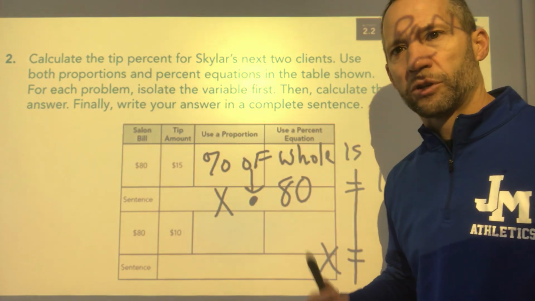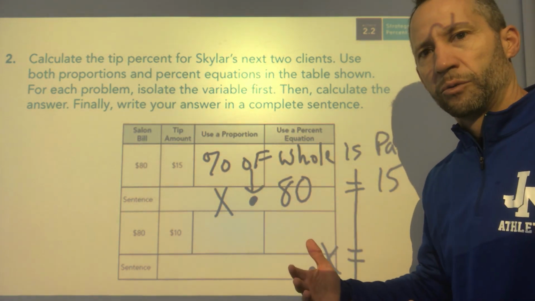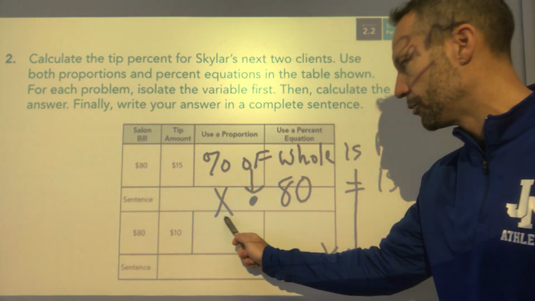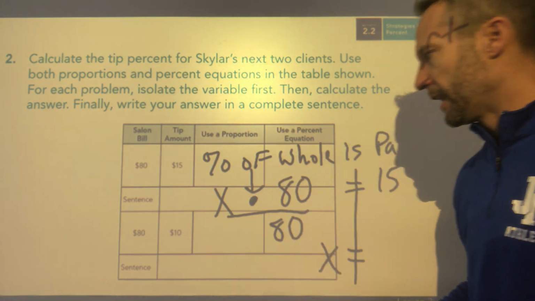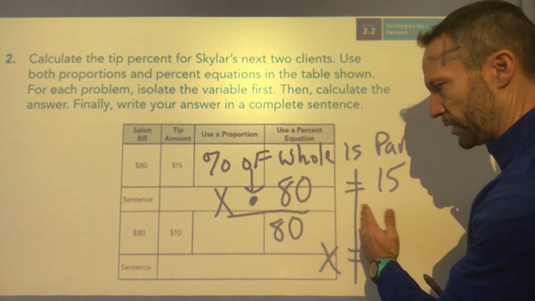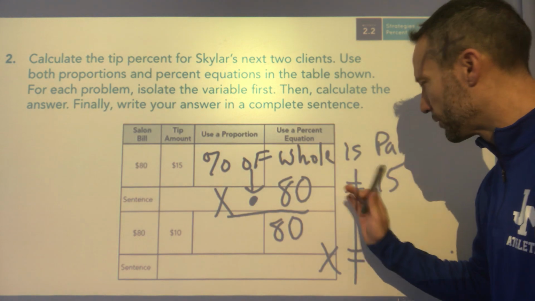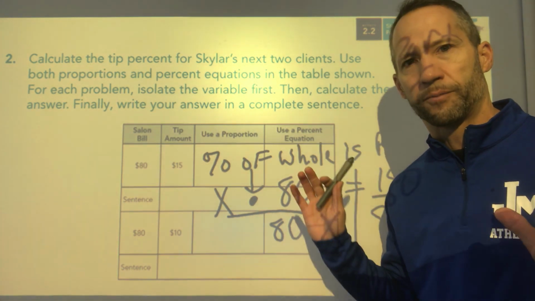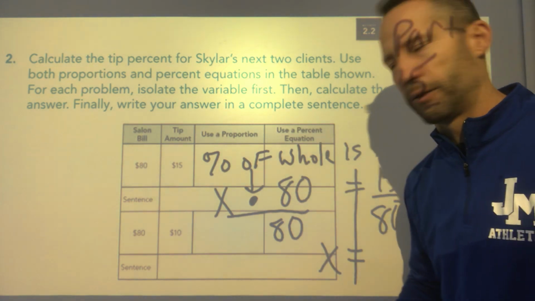So in math, we talk about if we want to get rid of something, we do the opposite, or the inverse operation. So the opposite of times 80 would be divided by 80. And if I'm going to do it on the left side of the equal sign, I have to do it on the right side because I have to keep things balanced. And again, that's something we'll talk further about down the road here.